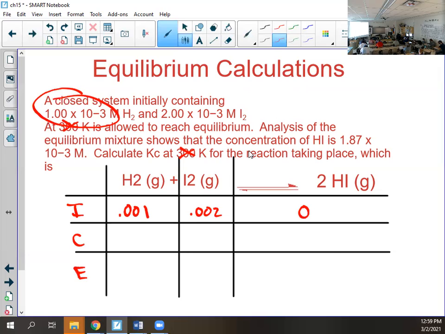Okay. And then the next thing says at equilibrium, HI is 1.87 times 10 to the negative third. So that would be, no, it's still to the negative third. Wait, it says HI. Thank you, my fault. Okay. So the HI is 0.00187. That makes sense because this should have gone down, not up. Okay. So what's my change here? 0.00187 positive.